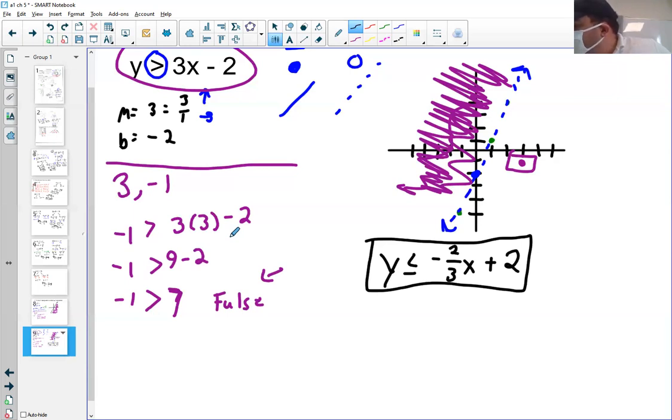Where's your starting point? Wait, yeah, I didn't do it right. Wait, did you do this one? Yeah. Well, it's +2. Why is it -2 there? Oh. Okay, let's start from the top, okay?